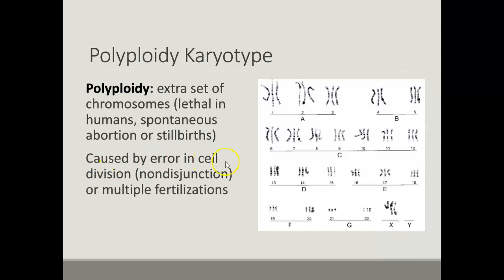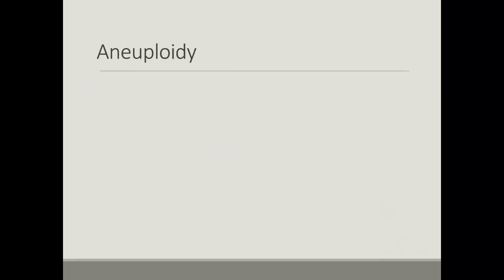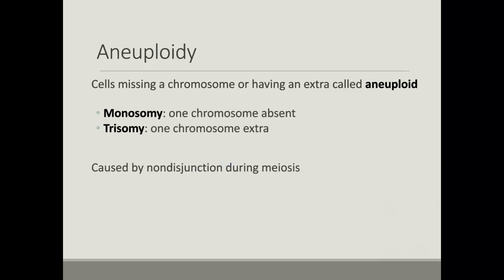And again, this happens when you have an error in cell division. It's called non-disjunction, and I'll talk a little bit about non-disjunction in just a minute. Other than polyploids, you can also have aneuploids. An aneuploid is when you have an extra chromosome, or it's missing a chromosome. It's a monosomy if you have a chromosome that's absent, and it's a trisomy if you have an extra chromosome. And this, again, is caused by non-disjunction during meiosis.